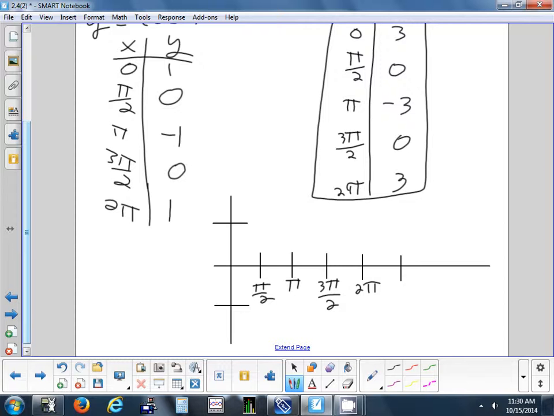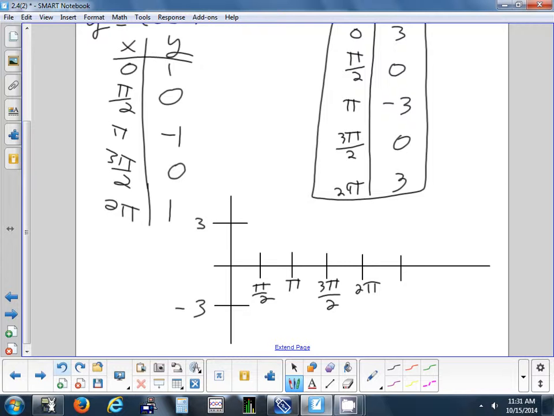Now on the y-axis, Lydia, what's the highest y value I have? 3. And the lowest y value? -3. So what I did is I just changed the scale on my y-axis to go by 3s. The highest one is 3, lowest one is -3. If you want to draw it in like this, 1, 2, 3, you can do it, but it's not necessary.